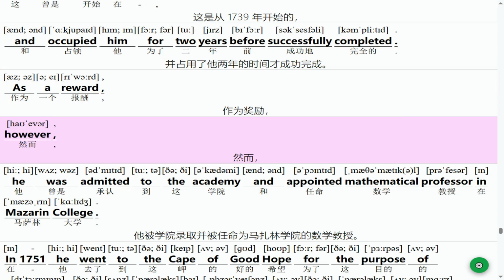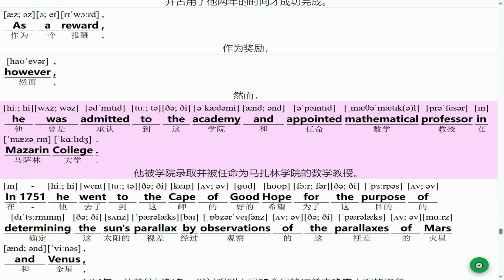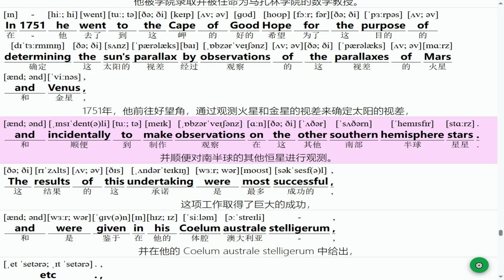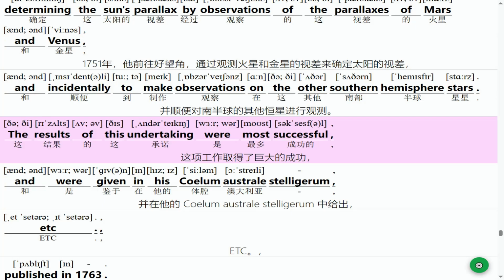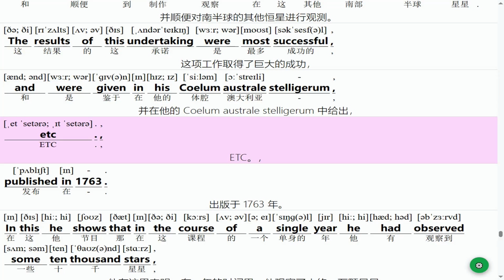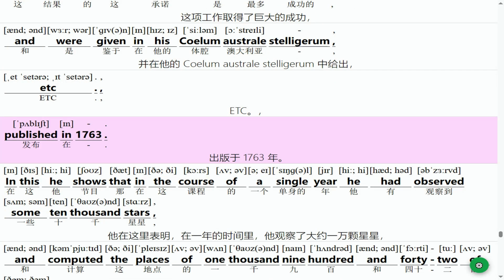As a reward, however, he was admitted to the academy and appointed mathematical professor in Mazarine College. In 1751, he went to the Cape of Good Hope for the purpose of determining the sun's parallax by observations of the parallaxes of Mars and Venus, and incidentally to make observations on the other southern hemisphere stars. The results of this undertaking were most successful, and were given in his Coelum Australe Stelliferum, etc., published in 1763.